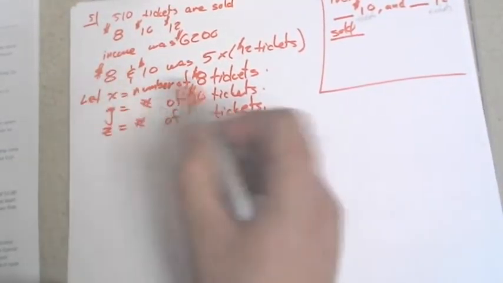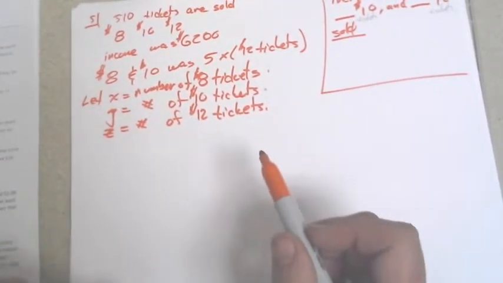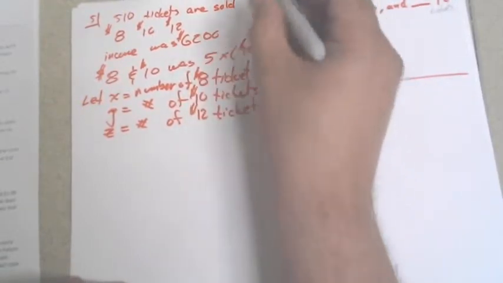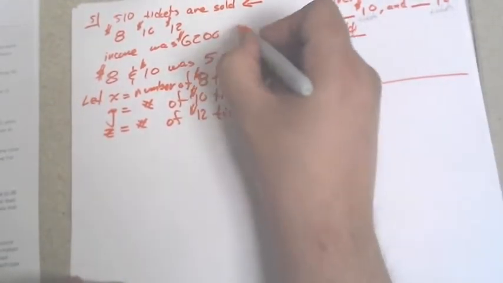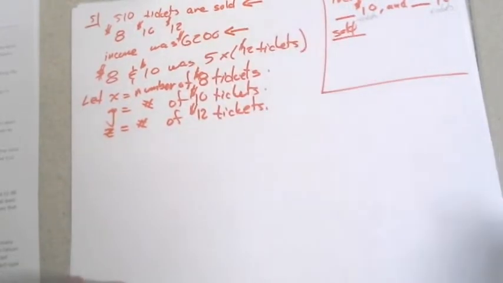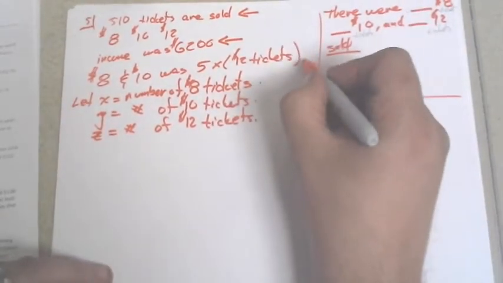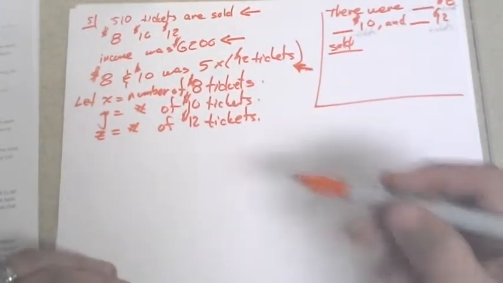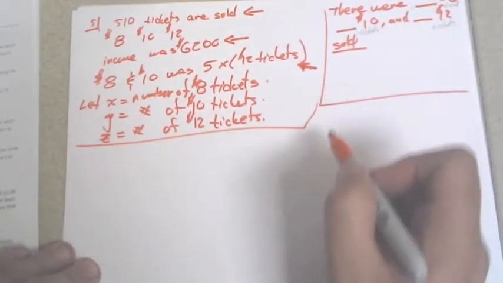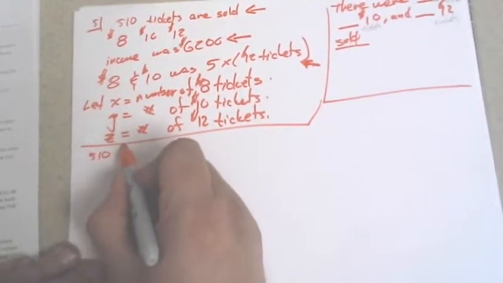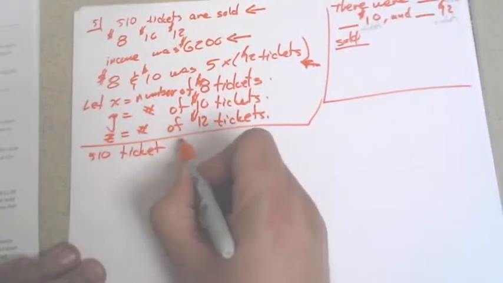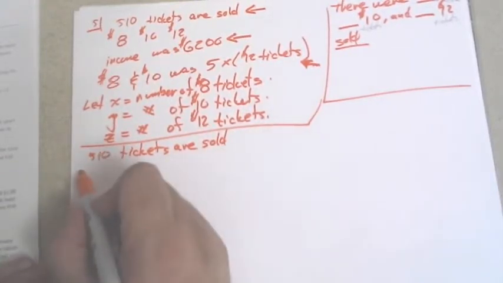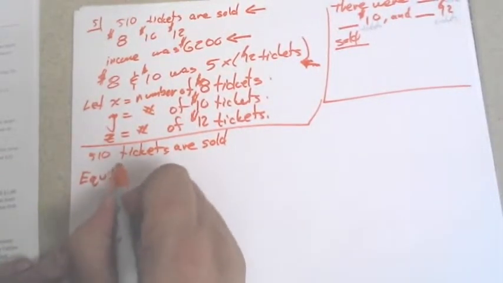Now, in terms of these numbers of tickets, we're told essentially 3 separate things. We're given some information about how many tickets were sold. We're given some information about how much income was generated. And we're given a relationship between how many of each. These are 3 separate equations. The statement 510 tickets are sold, that's an equation. That's going to be our first equation.